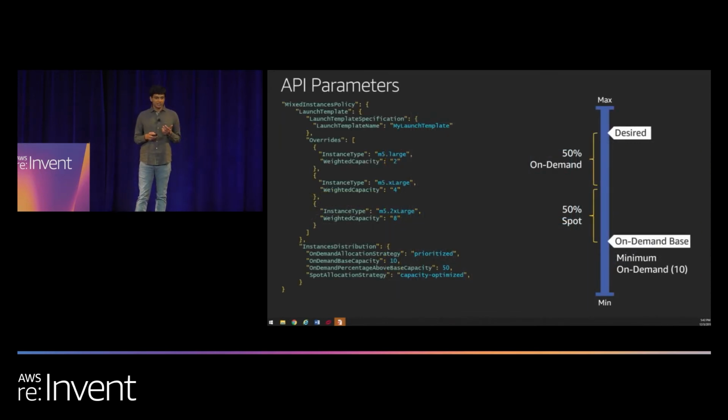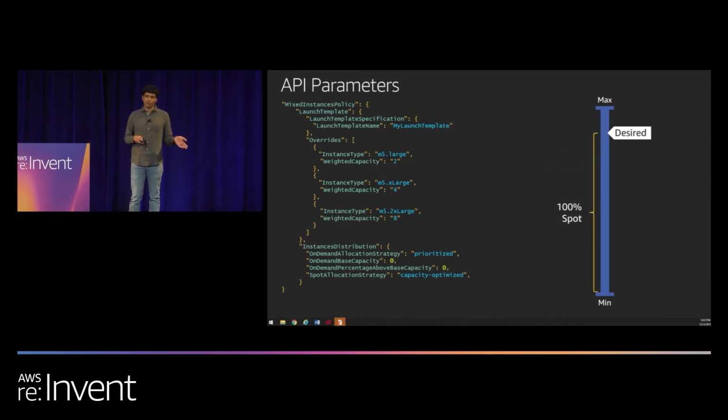So this is what the JSON for the mixed instances policy looks like. The 2 very interesting things to note here are the 2 parameters, the on-demand base capacity and on-demand percentage above base. This is what defines the split between the on-demand and the spot portions. So these 2 parameters give you a lot of flexibility. If you need 100% spot instances, you can do that. If you want 100% on-demand instances, you can do that.